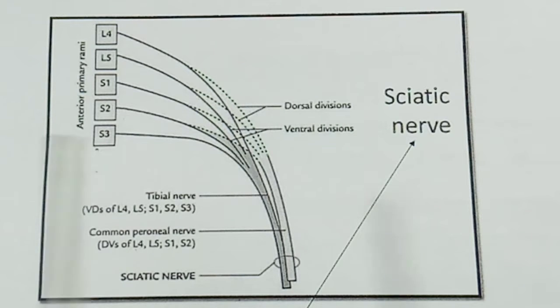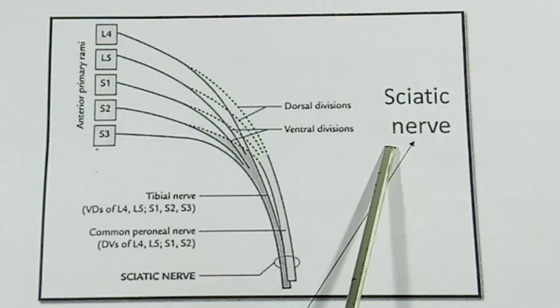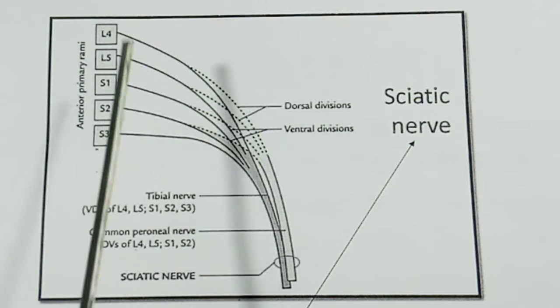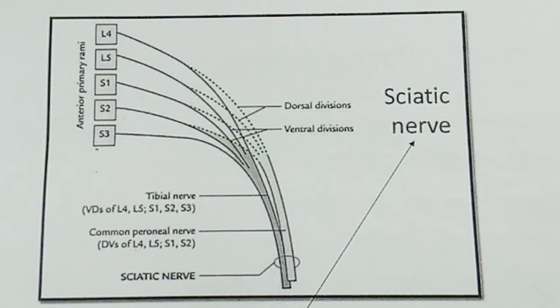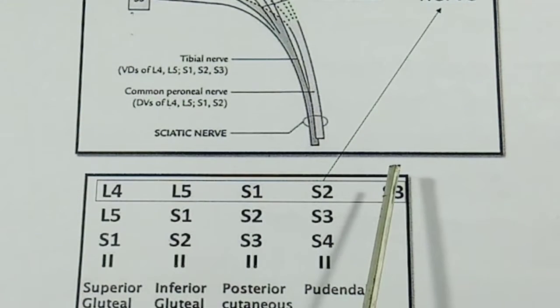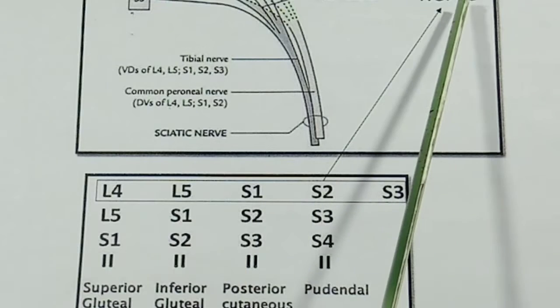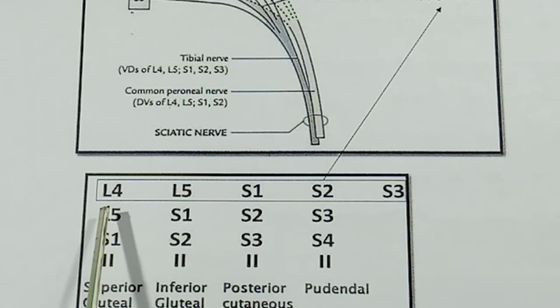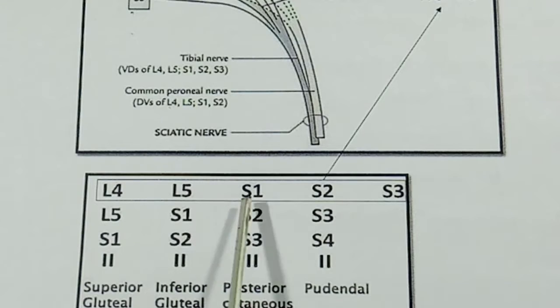So now that we know the nerve roots of the sciatic nerve, that is L4, L5, S1, S2 and S3, we can also study the nerve roots of four other nerves using this idea. For that, we have to add two more rows of nerve roots. We know that L4, L5, S1, S2, S3 are the nerve roots of the sciatic nerve. Under that you have to write L5, S1, S2, S3, leaving S4.